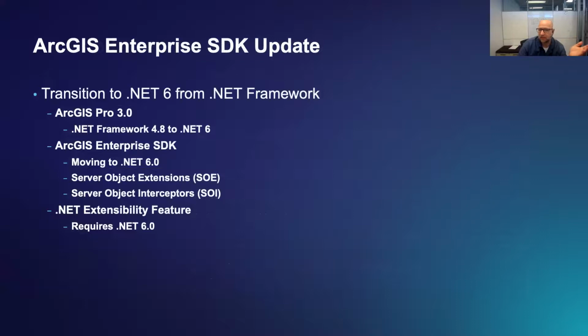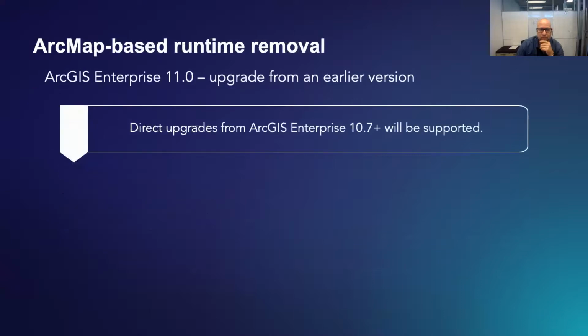And if you do have existing SOIs and SOEs, you'll need to migrate them to .NET 6.0. And in fact, the .NET extensibility component provided with Enterprise installers will require that .NET 6.0 is installed on the server. I think previously it was 4.8 or 4.7. Now you're going to have 6.0.